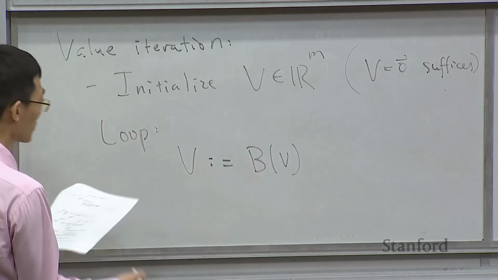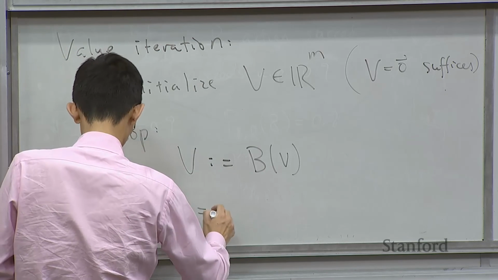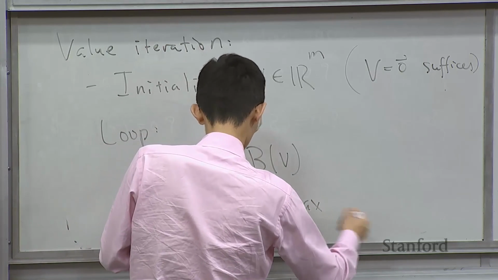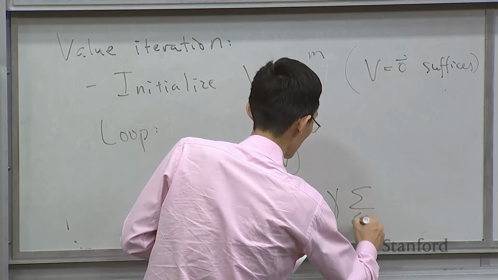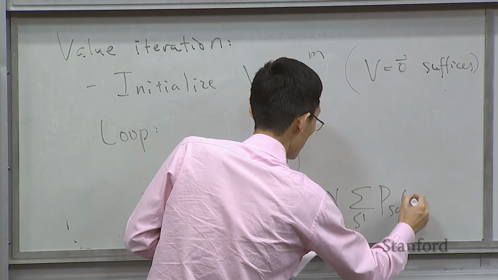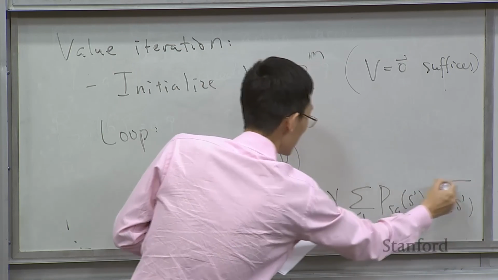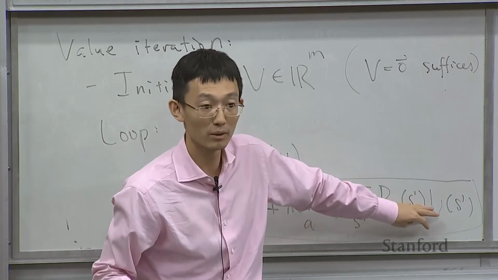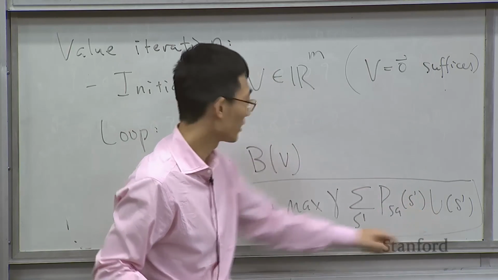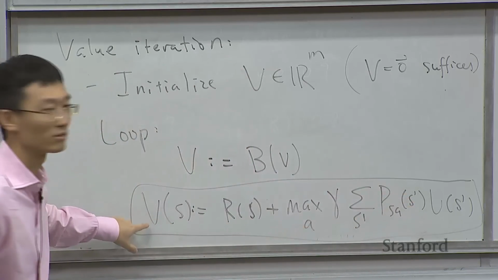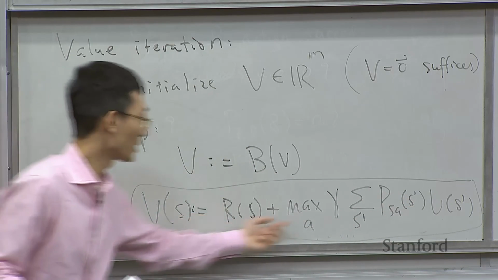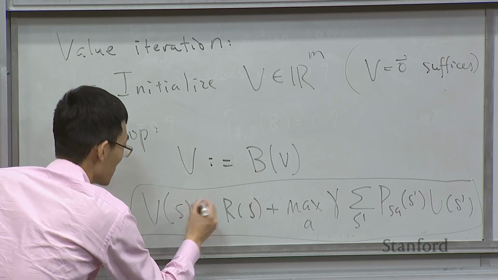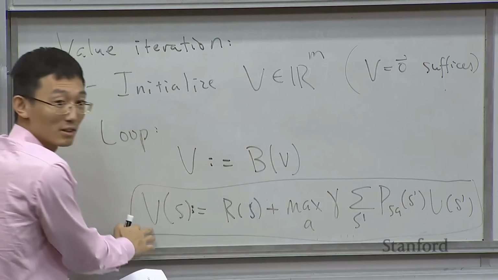And this update really just means that V of s equals R of s plus the max of the right-hand side of the Bellman equation. When you really implement the algorithm, you compute the right-hand side of the Bellman equation with the hypothetical V, and then you give this value to the new value of V. You update V by the right-hand side of the Bellman equation.